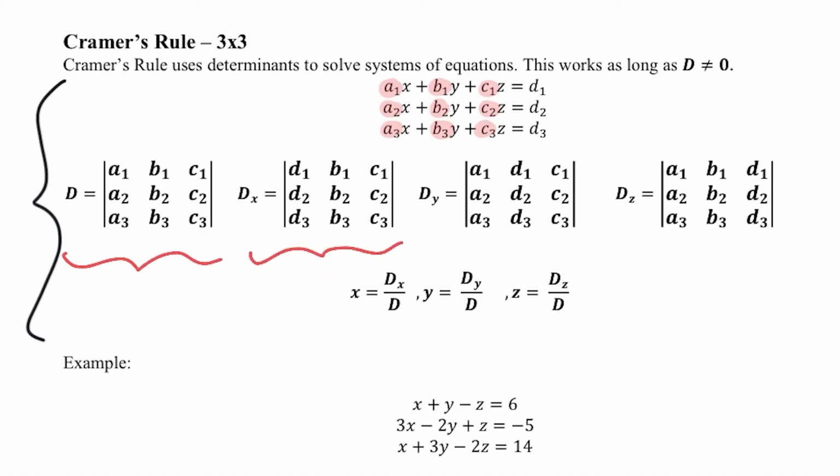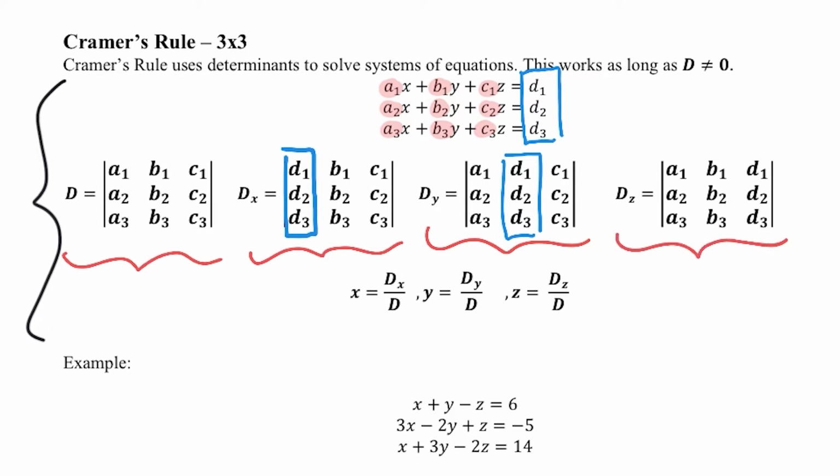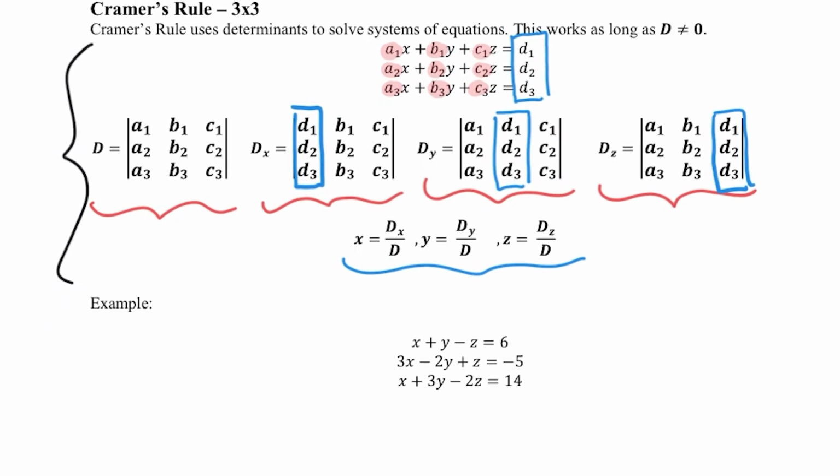The next one is D sub x. What happens here is you're going to replace the first column with the constants from your system. Then D sub y will be when you replace the second or the y column with your constants. Similarly, D sub z will be when you replace the last column or the z column with your constants. And then once you have all those determinants, you can find x, y, and z by dividing that specific determinant over D. So I have an example for us down here.